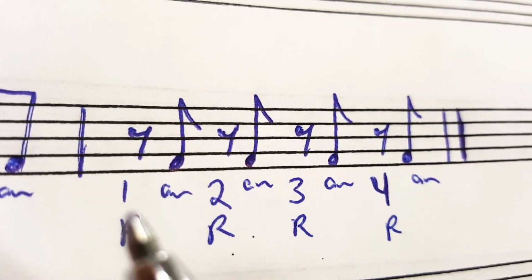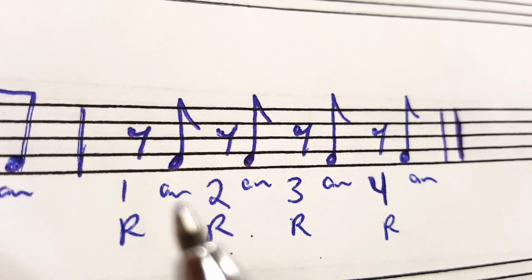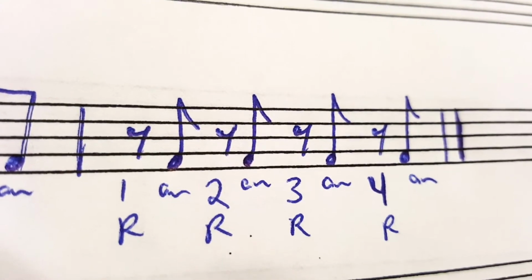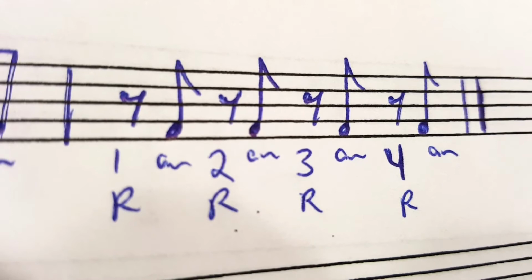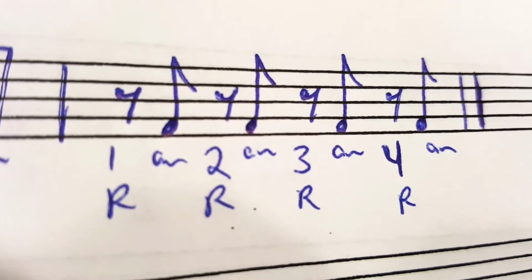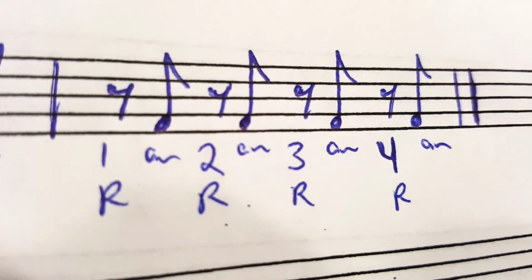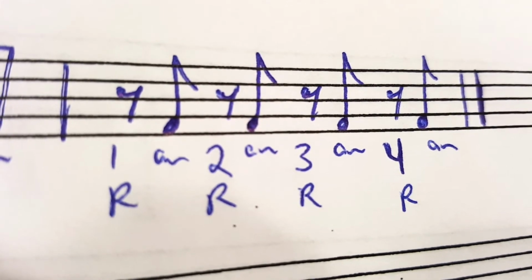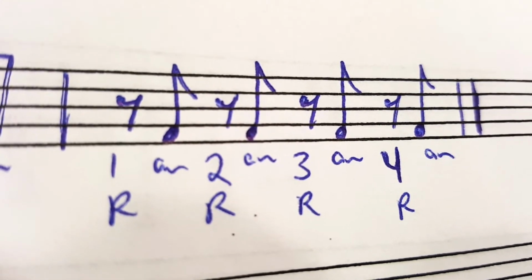So we're starting off with 1 R, and then the eighth notes get an "and" as they go through this measure. This is what this example sounds like: 1 and 2 and 3 and 4 and. You notice when I said the number, it's silent, and then when I said "and," there is sound.